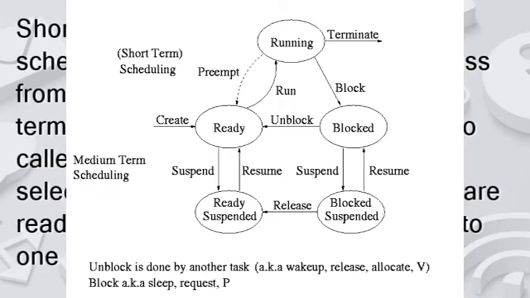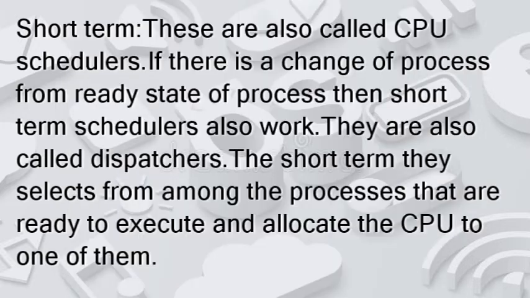Second, we have short-term. These are also called CPU schedulers. If there is a change of process from the ready state, then short-term schedulers also work. These are also called dispatchers. Basically the short-term schedulers select from among the processes that are ready to execute and allocate the CPU to one of them. So that is the second type, the short term.